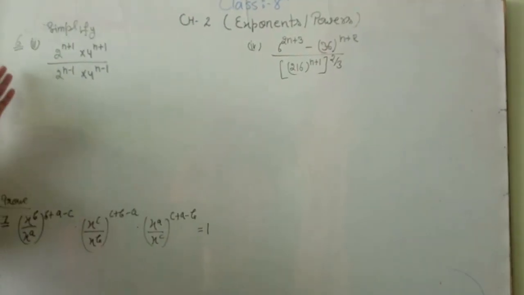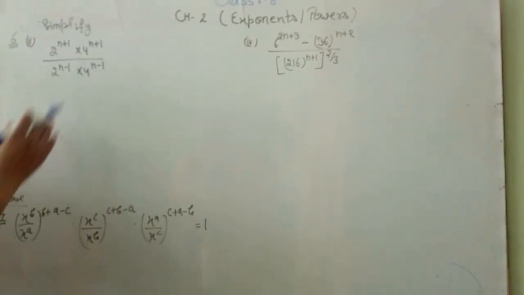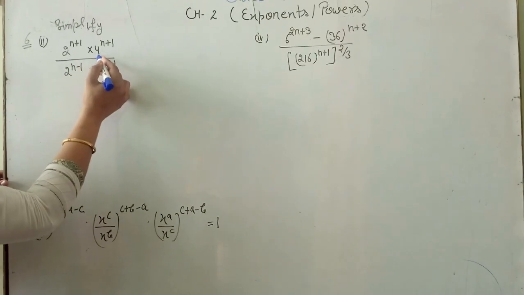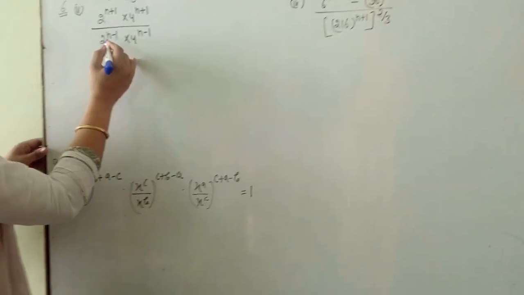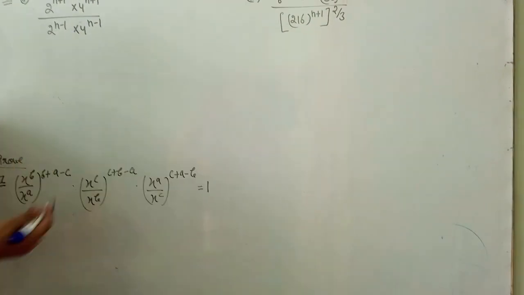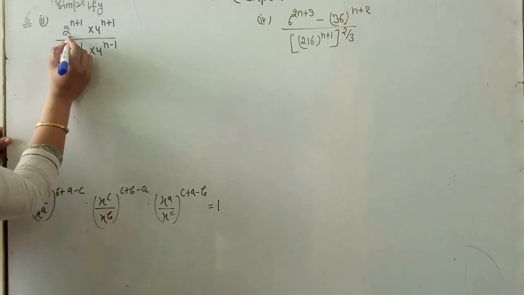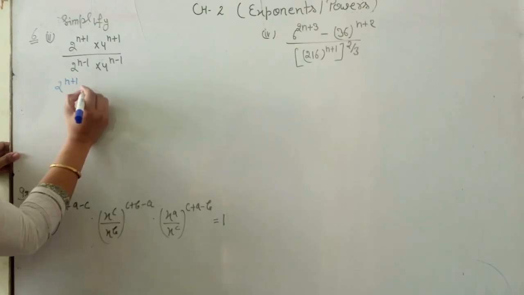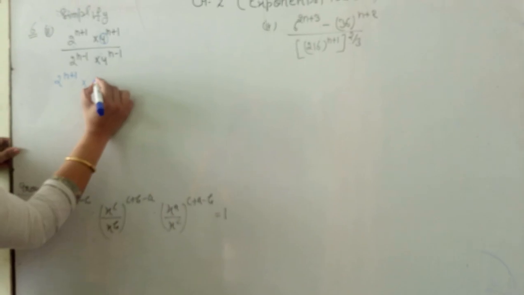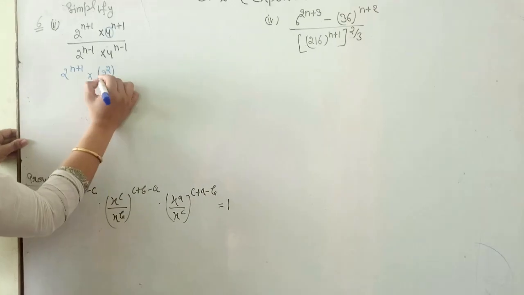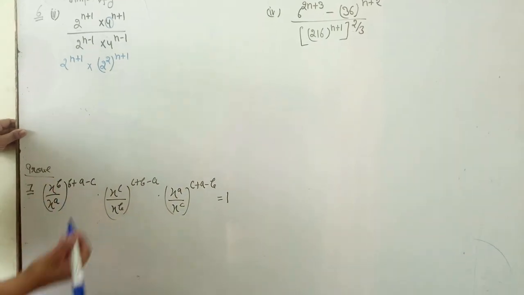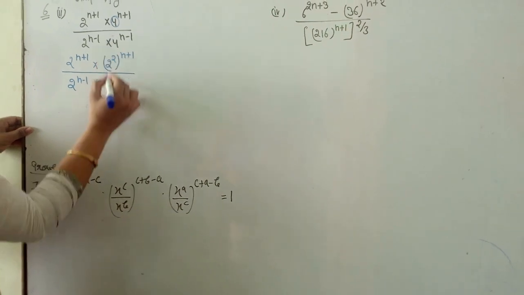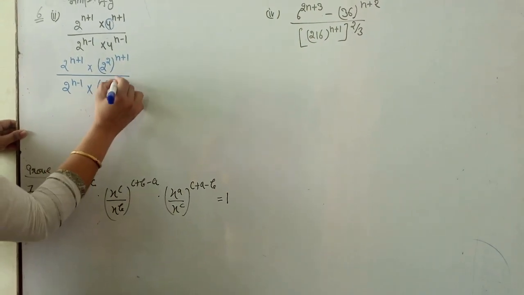Okay, next question number 6, part number second. Simplify it. Second part: 2 raised to the power n plus 1 multiply 4 raised to the power n plus 1, divided by 2 raised to the power n minus 1 multiply 4 raised to the power n minus 1. Student, we take this as it is, 2 raised to the power n plus 1. Multiply, we can write 4 in place of 4 as 2 raised to the power 2, and raised to the power n plus 1. Clear? Divided by 2 raised to the power n minus 1 multiply, same, in place of 4, 2 raised to the power 2, n minus 1.